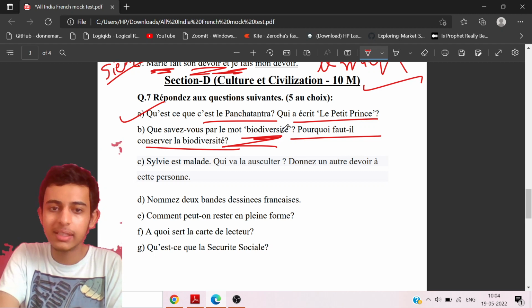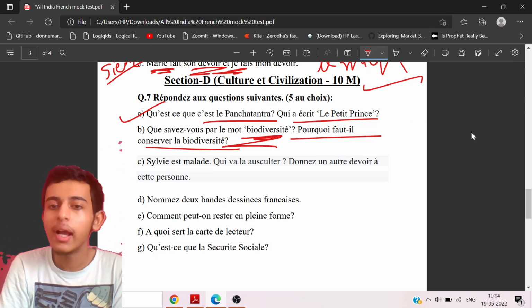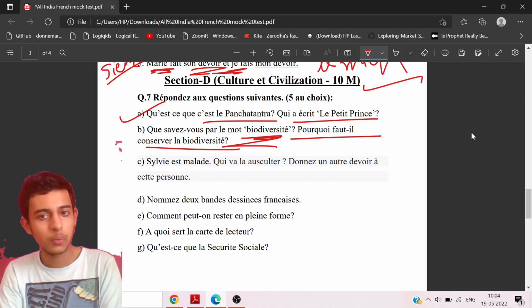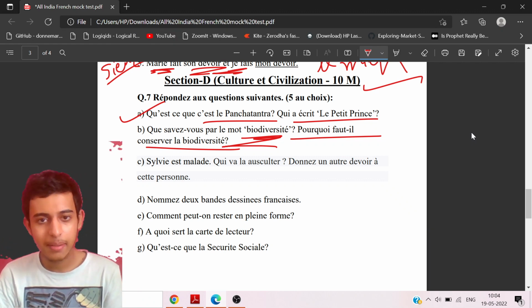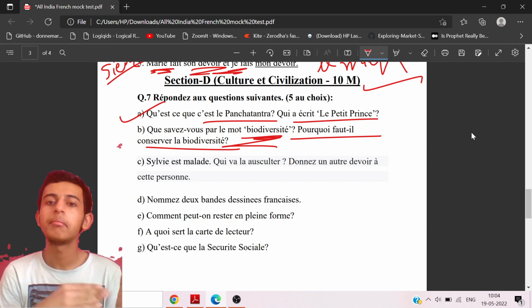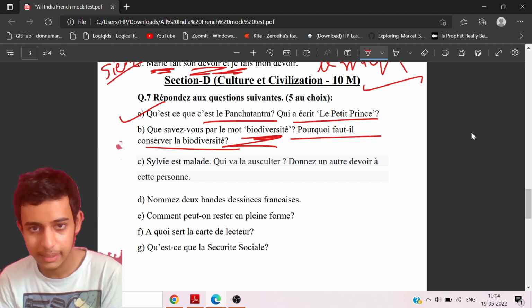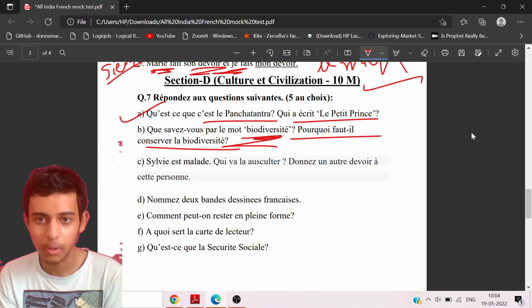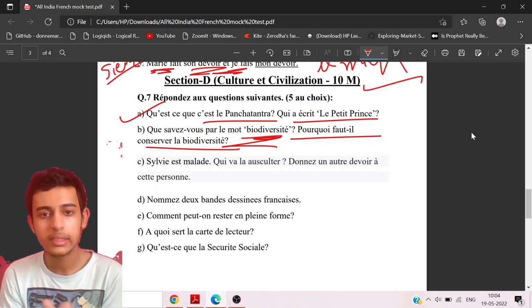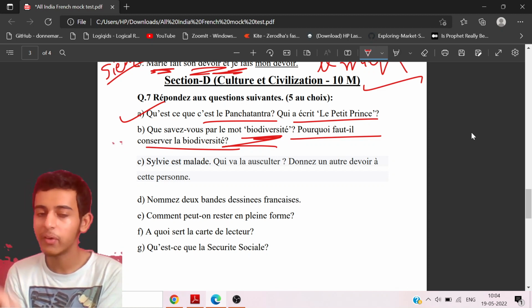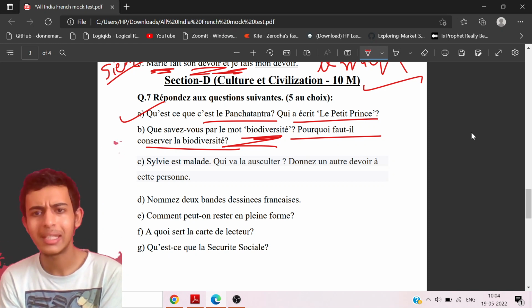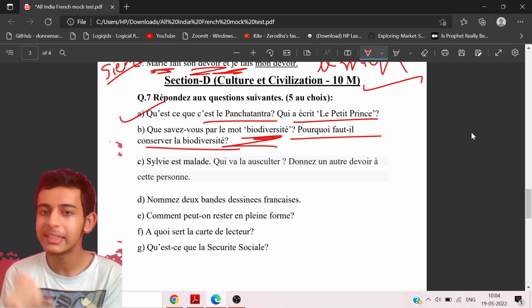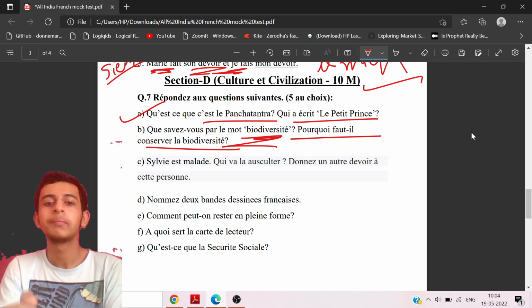Pourquoi faut-il conserver la biodiversité? Why is it necessary to conserve the biodiversity? Parce que la biodiversité est créée par le Dieu et il désire le respect et il crée seulement. So biodiversity is created by God and very important for our survival, right? Because we are dependent on them in one or the other way. That's why they need to be saved and respected.